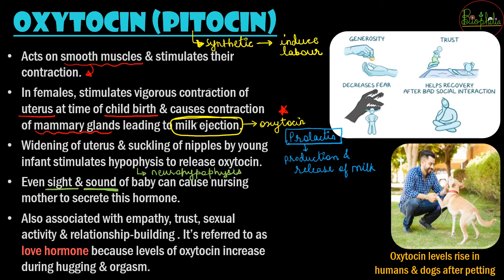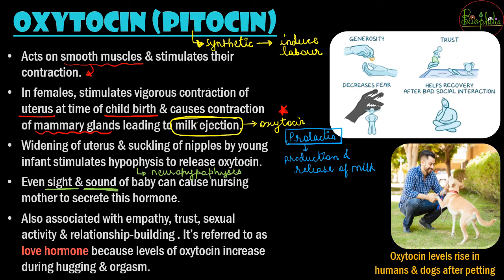So it is not necessary that it be her own baby, even on seeing someone else's child crying, she can start the stimulation of oxytocin release, and that can give different symptoms, and one of them is going to be predominant, that is milk ejection from the sight and sound of baby.